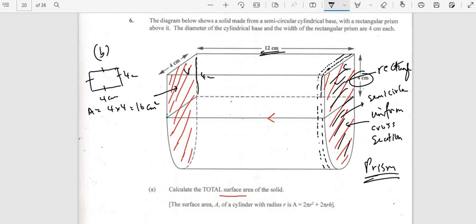We need to also find the area of this shape here. Now this shape here is a semicircle. Right, so to find the area of a semicircle, it's going to be half the area of the circle.